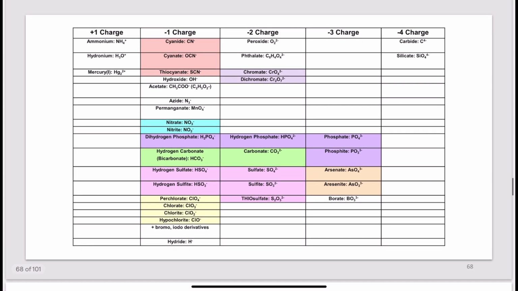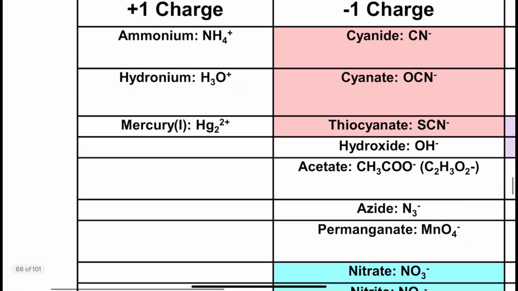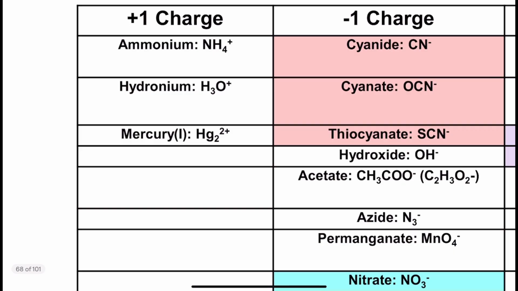Okay, your polyatomics. You just got to memorize these. There's no way around it. There's no ifs, ands, or buts. Memorize them fast. You're going to be using them all year long. First ones up are plus 1 charge: ammonium, hydronium, and mercury.